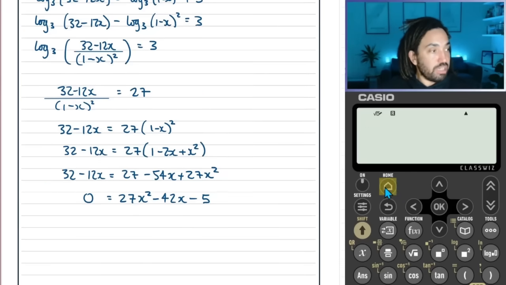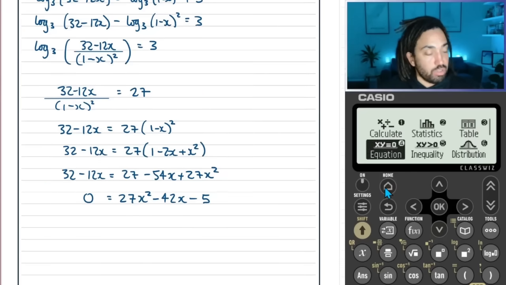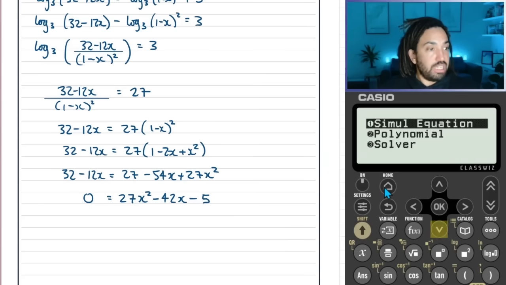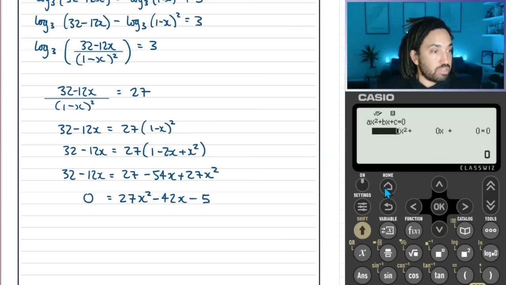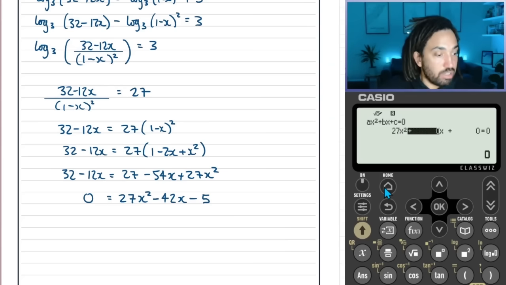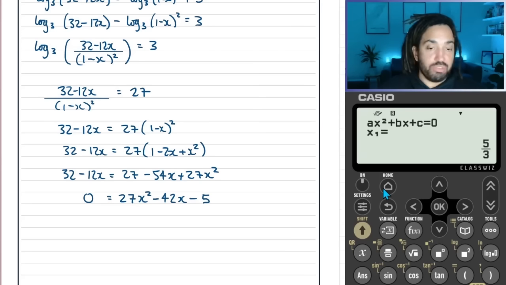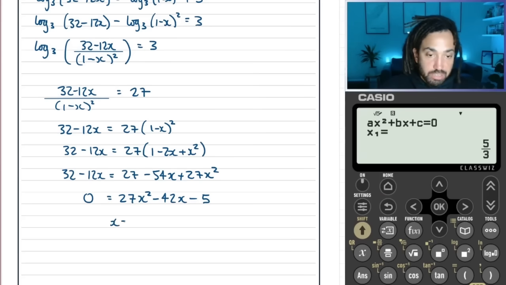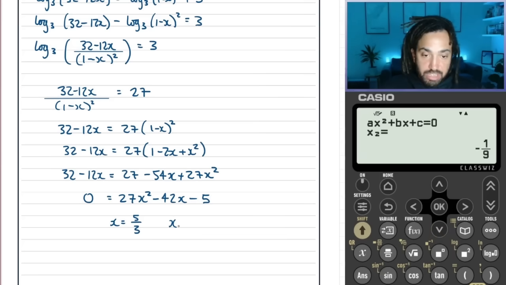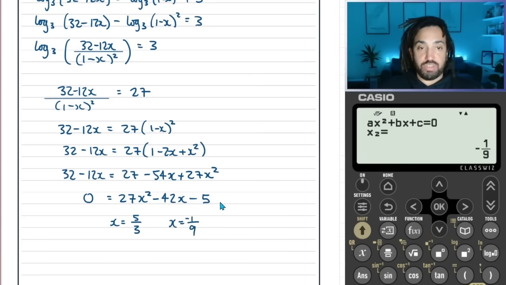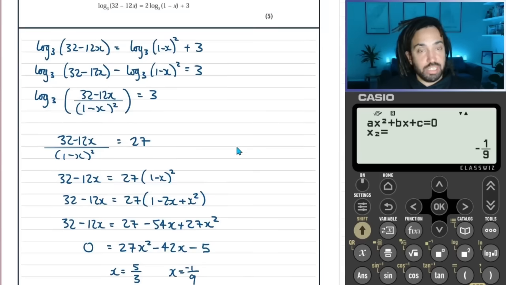So we're just going to go to our calculator because it doesn't say anything about not using calculator technology. And we're just going to solve this quadratic. So it's 27, minus 42, minus 5, and hoping for some nice numbers, of which we get, great. So that is 5/3 and minus 1/9. Now, whenever you solve a log equation, you must check to see if the answers are valid.